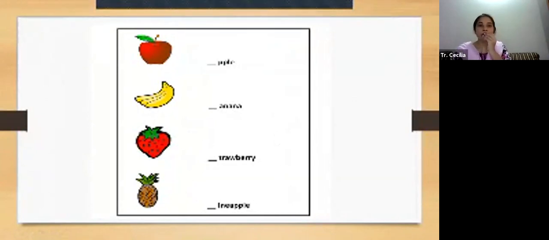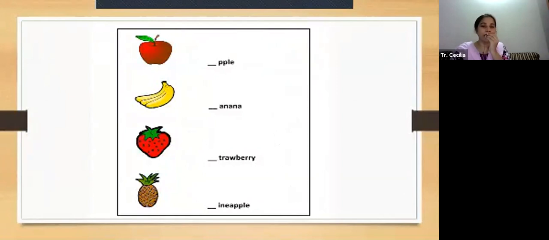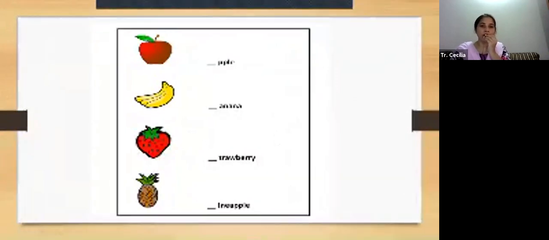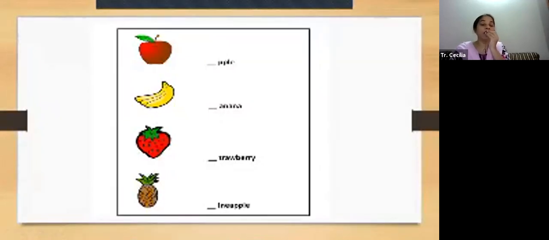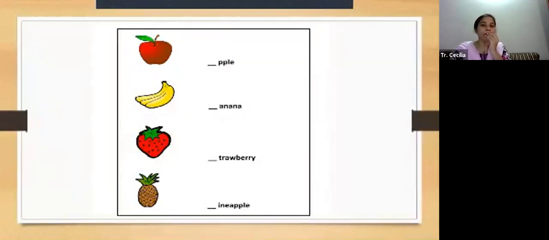What you will do, here are the pictures. 1, 2, 3, 4 pictures are there. The first is apple, second banana, number 3 strawberry, and then pineapple. Can you see the words are written here? The names of the fruits are written there. You have to write the first letter, the beginning sound, here. Suppose, what is this? P-P-L-E. So what is the picture here? It is apple. So you will write here A sound.